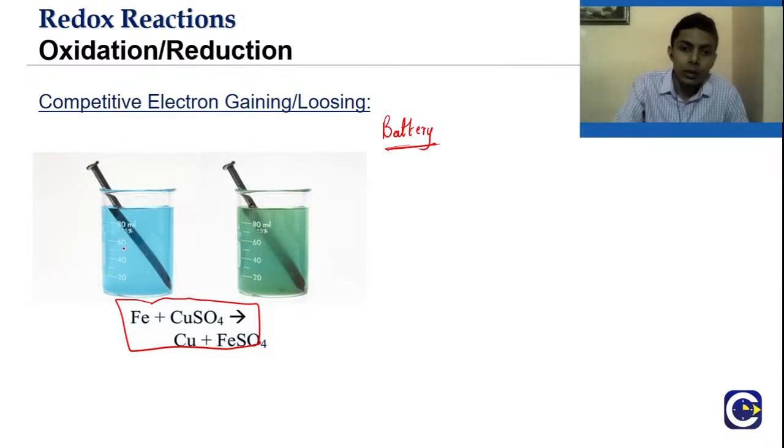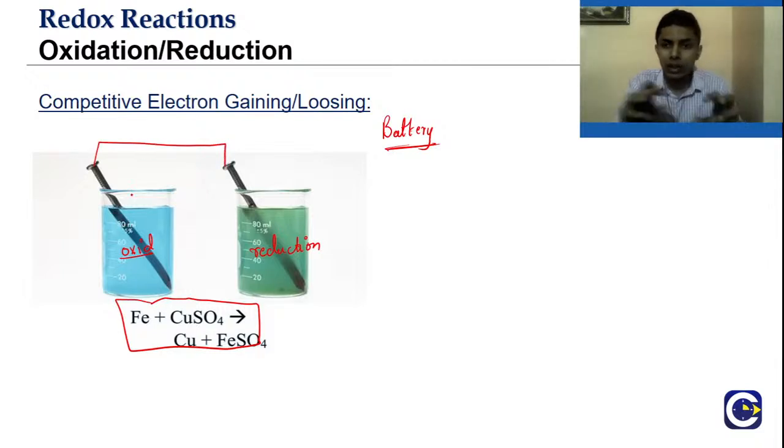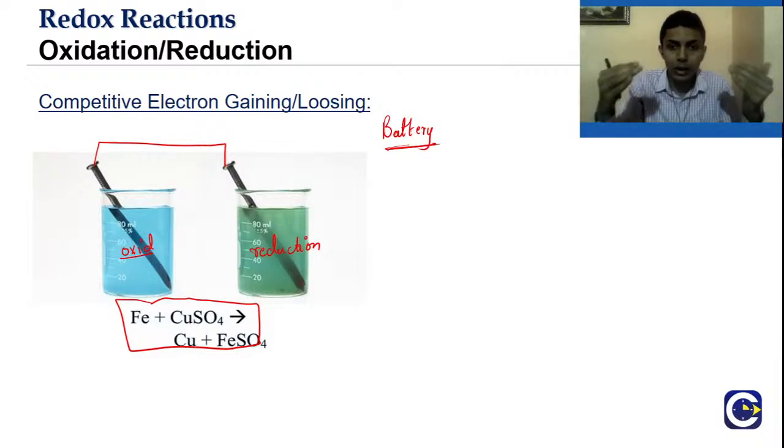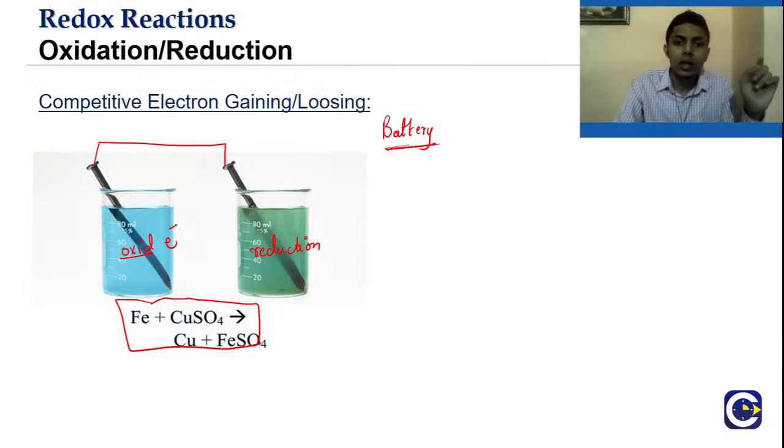In one tumbler, if you perform an oxidation process, and in another tumbler, if you perform a reduction process, then obviously when you connect these two, this is a vague idea that I'm giving you. In more detail, you will be learning in class 12. Okay. So oxidation means electrons are emitted. Reduction means electrons are absorbed.